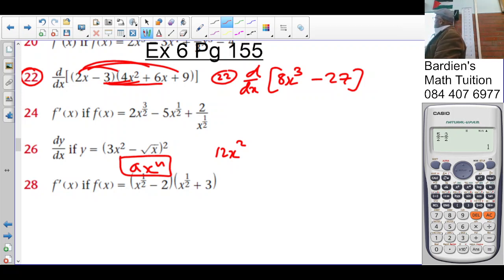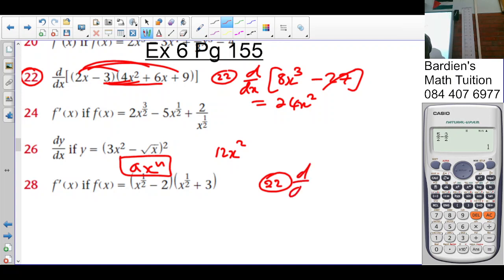It's different. Okay, so what was your sum for number 22? This is, hang on, so this would be 24x squared, and that falls away, no? Derivative of a constant. What was your sum? I got d over dx, yes? Yeah? And it was 2x minus 34x squared, plus 6x plus 9.